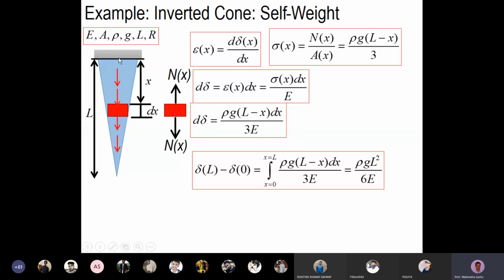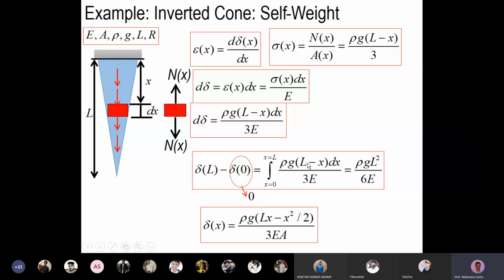And again, the point is connected to the fixed support at x equals 0. So this point will not move, and the deflection or the elongation at that point will be 0. So delta of 0 is 0. So we get the expression for the total elongation, delta of L. The intermediate position we can get by replacing L with x. It will be rho g times (Lx minus x square by 2) by 3E. So this is the expression for elongation as a function of x.